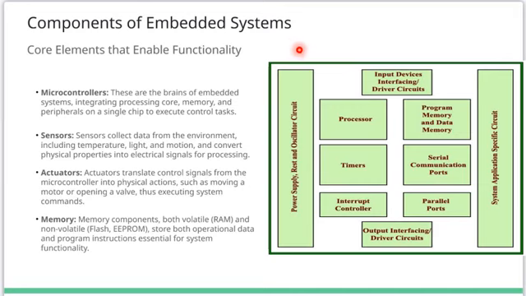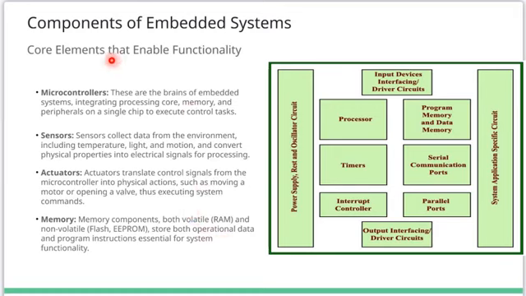First of all, we'll be finding some core elements. That means a microcontroller within the embedded system, some sensors, actuators, and the memory. These are the core components of the embedded system. Each and every embedded system must have these four things. Additionally, some peripheral components may also be present.